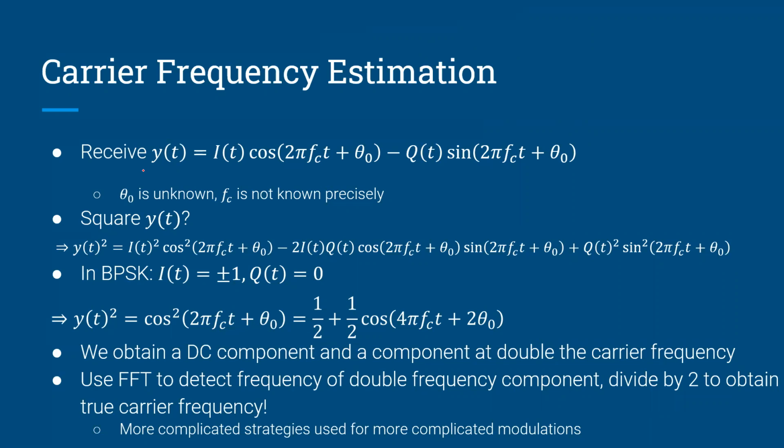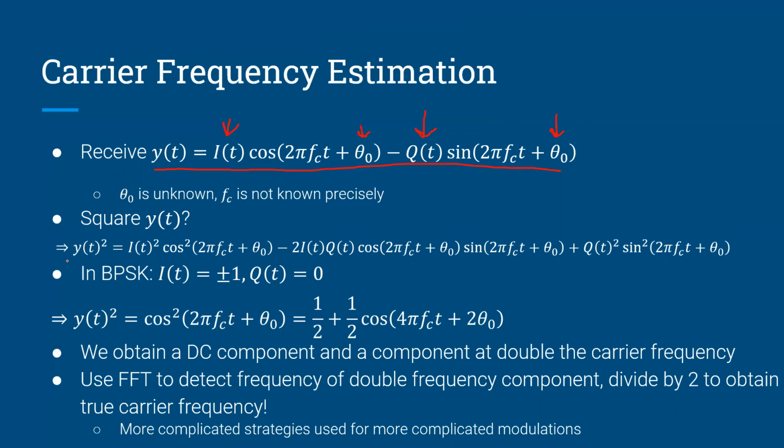So recall what we receive is something that looks like this, right? We have our in-phase term, and this is general quadrature modulation. You have your quadrature term, and they're multiplied by a cosine and a sine respectively, both with a phase offset. So we don't know theta naught, the phase offset. We don't really know FC, though we have a general idea of what it is, but not down to the hertz or sub-hertz level. So what can we do?